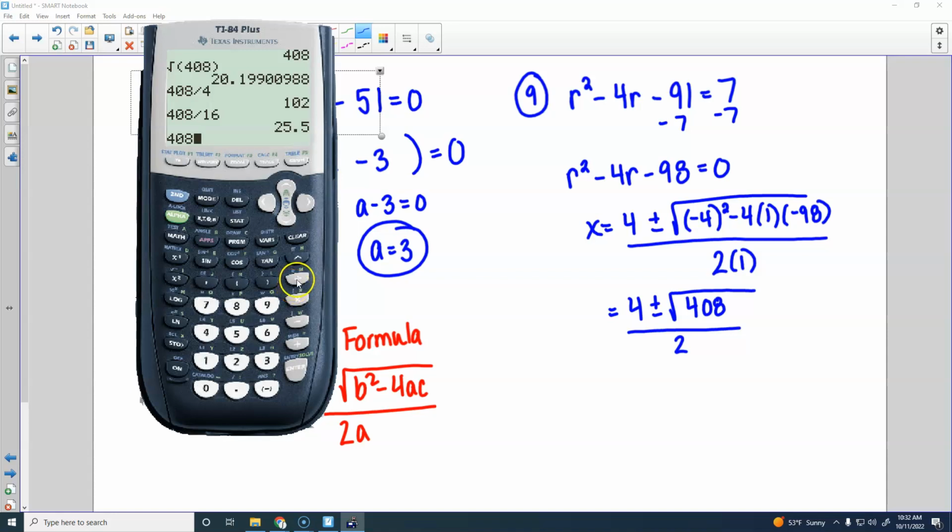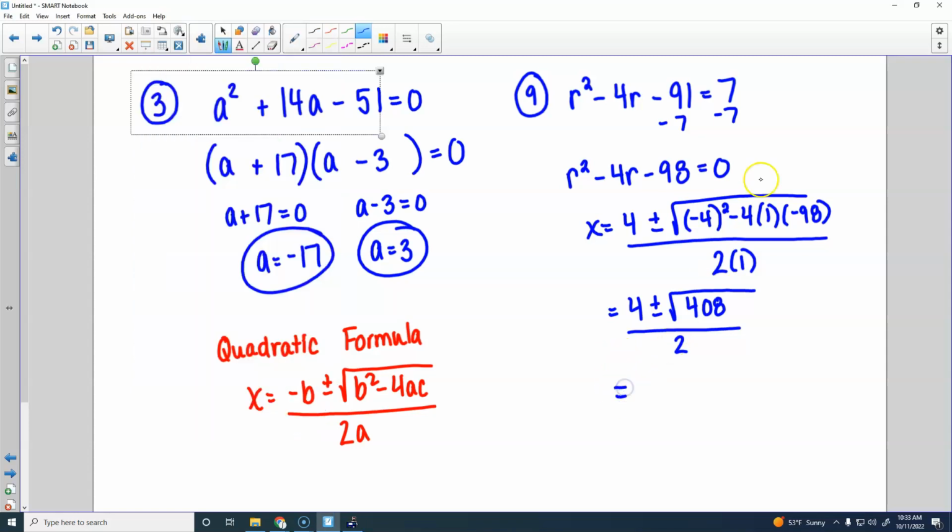I don't think there's going to be anything bigger that goes into it. 16 won't go, 64 won't go. It's just 4 and 102. Does 102 break down? Wait, 102 is divisible by 9. No, it's not. It's divisible by 3, but it's not divisible by 9. I don't think it breaks down any further. I think that 408 is 4 times 102. So it's 4 plus or minus 2 root 102 all over 2.